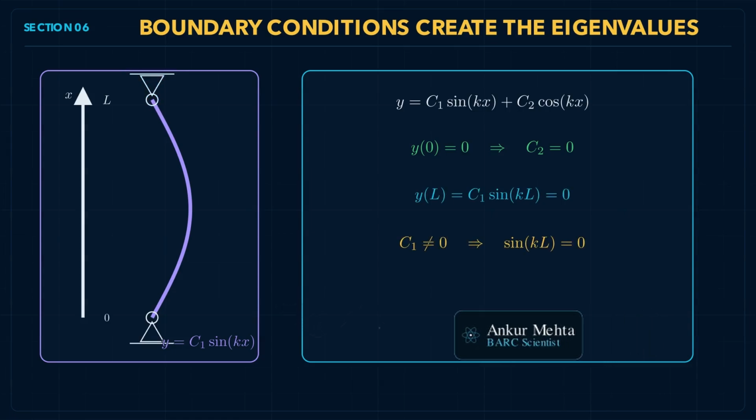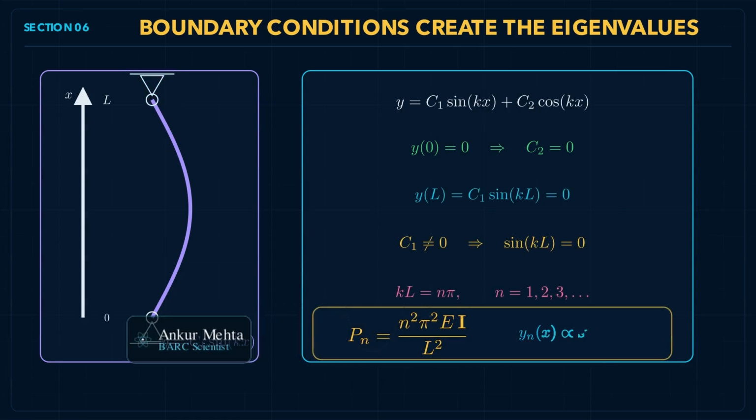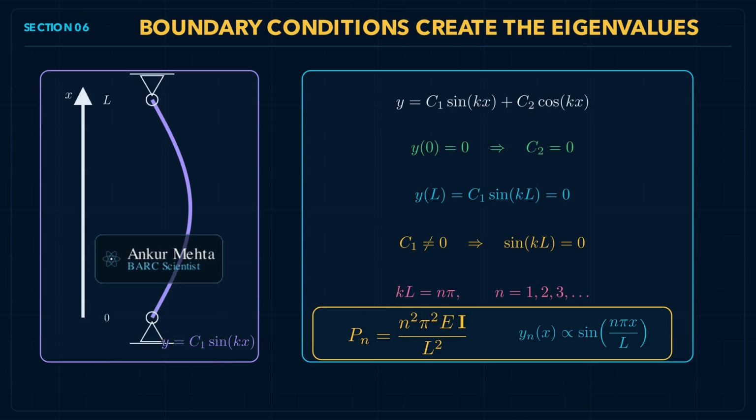Now we apply the boundary conditions. The bottom pin requires y at 0 to equal 0, which forces C2 to be 0. The top pin requires y at L to equal 0. If C1 is also 0, the column has not buckled at all. So for a physical buckled shape to exist, sin kL must equal 0. This means kL must be a multiple of pi. kL equals n pi, where n is an integer, 1, 2, 3, and so on.